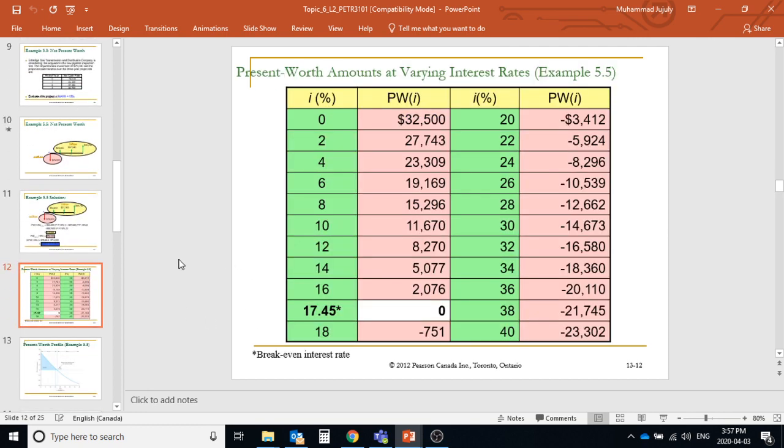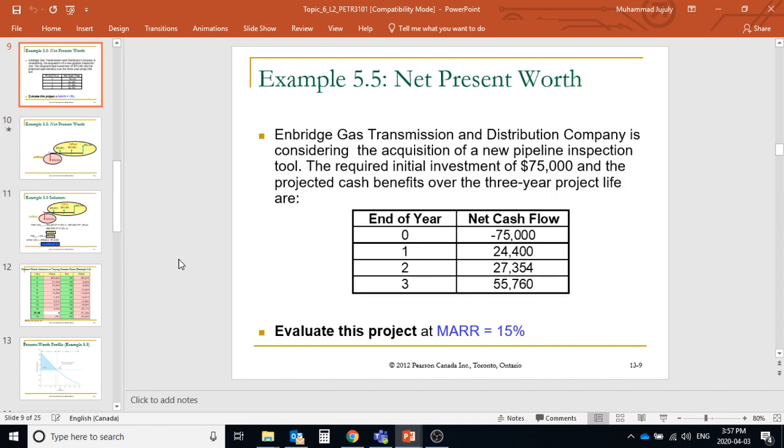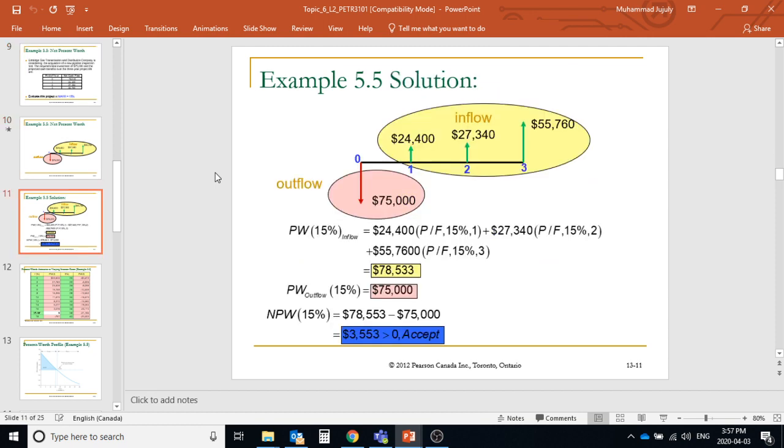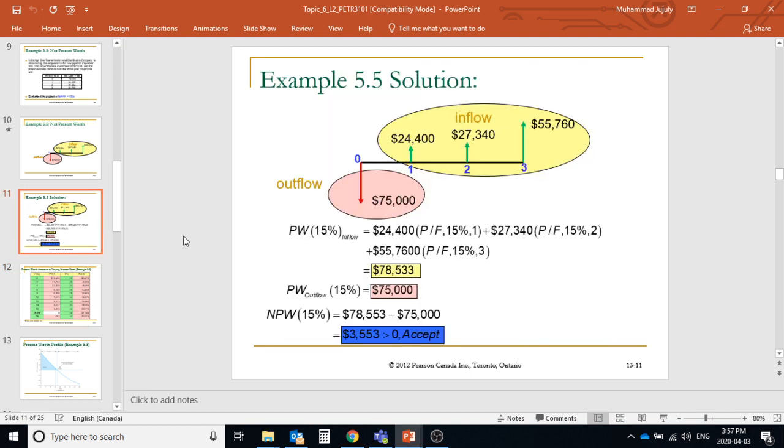That we will actually see, like, what would be the critical MARR? Okay, what would be the critical MARR? That we can actually define like this. Here at 17.45%, the present worth becomes 0. Okay, that means at this point we'll have neither profit nor loss.